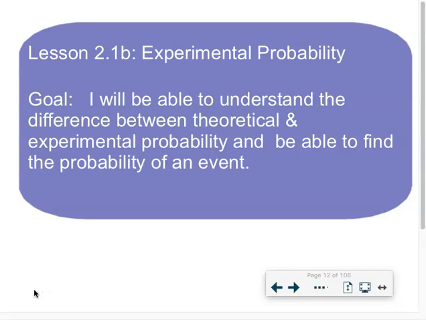Get your note packet out, write down the goal on the front, and then flip to the appropriate page for today's lesson. The goal is I will be able to understand the difference between theoretical and experimental probability and be able to find both kinds of probabilities as well.